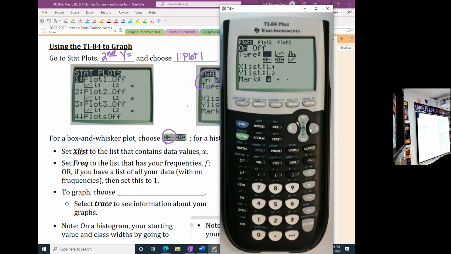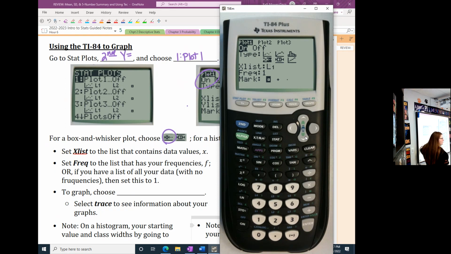I'm going to go down, I'm going to scroll over, hit enter. Notice everything changed. I still have my mark, but frequency changed. Now, two things it wants you to input. That'd be the X list and the frequency. So down here, I write it down. X list means you put the list in that contains your data values. Ours are in L1. If we had typed them in a different list, we would just change it to that list. Frequency, you need to set to the list that has your frequencies.